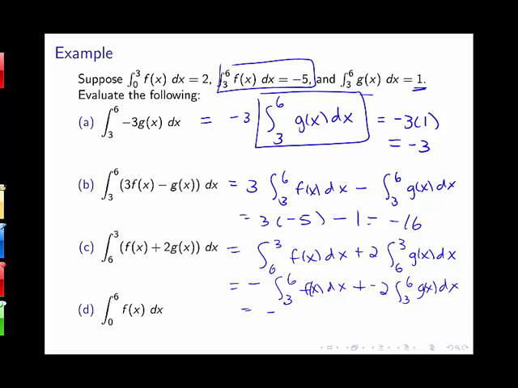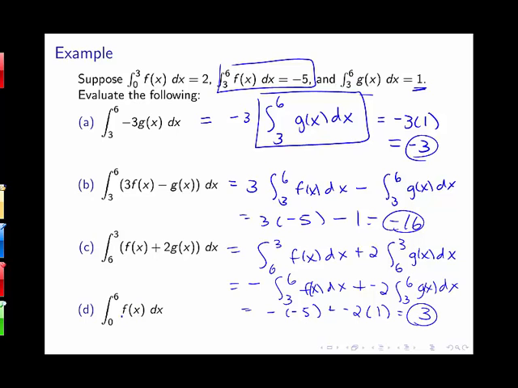And so I have negative, now negative 5, the value of the integral from 3 to 6 of f, plus negative 2 times the value of the integral from 3 to 6 of g, which is 1. So I end up with 5 plus negative 2, or 3.